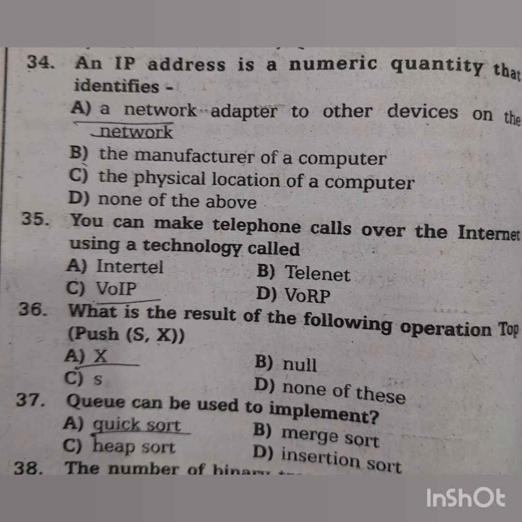An IP address is a numeric quantity that identifies a network adapter to other devices on the network. You can make telephone calls over the internet using a technology called VoIP. What is the result of the following operation? Top, push S and X is X. The Q can be used to implement quicksort.